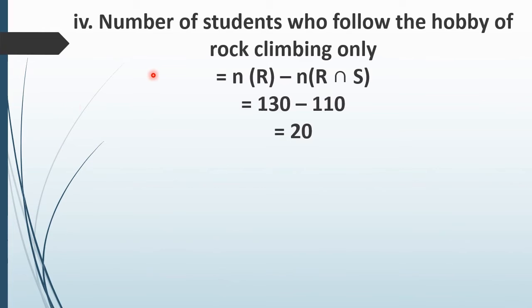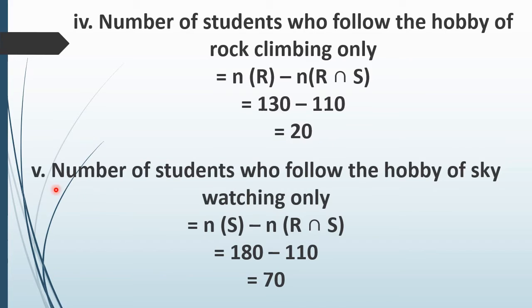Fourth one is number of students who follow the hobby of rock climbing only, that is equal to number of elements in set R minus number of elements in R intersection S, that is equal to 130 minus 110, we will get 20. So number of students who follow the hobby of rock climbing only, that is 20.